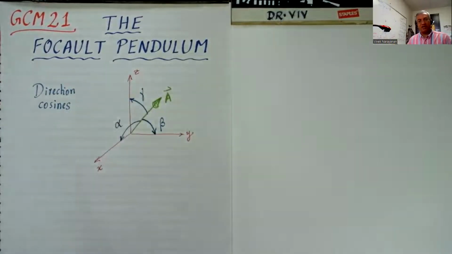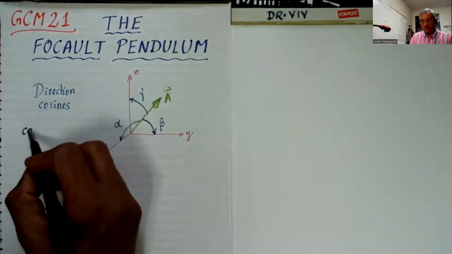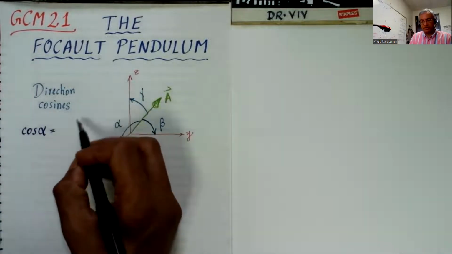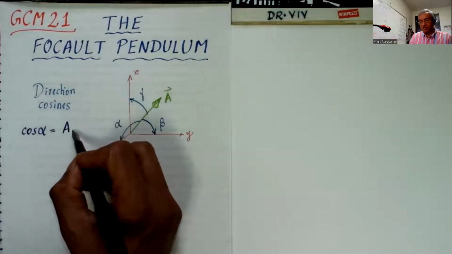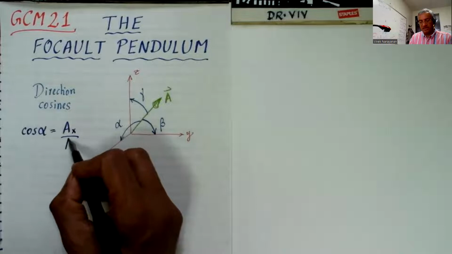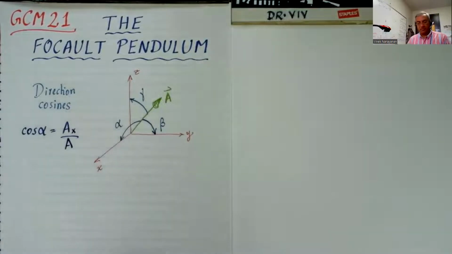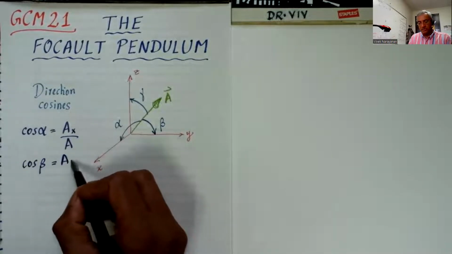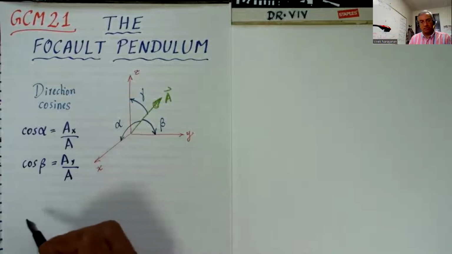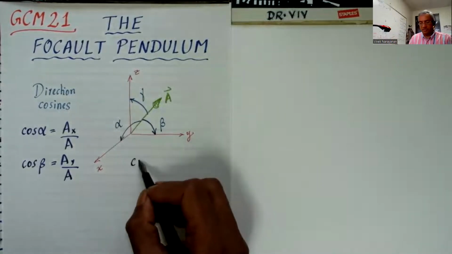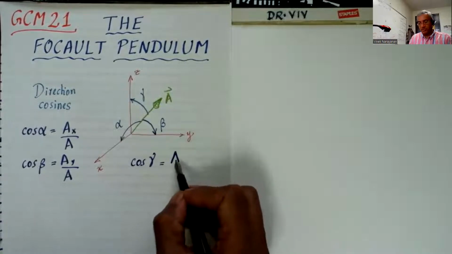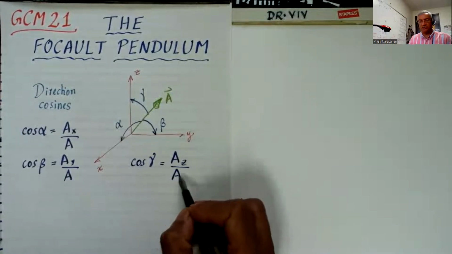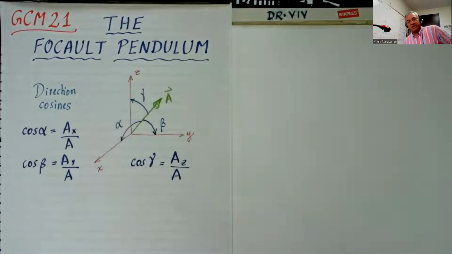So we can define these angles as follows. Cosine alpha is the x component of the vector A divided by the length of the vector A itself. Similarly, cosine beta is the y component over the length of the vector, and cosine gamma is the z component, az, over the length of the vector A. Using these direction cosines, we can have a much nicer description of the Foucault pendulum setup.